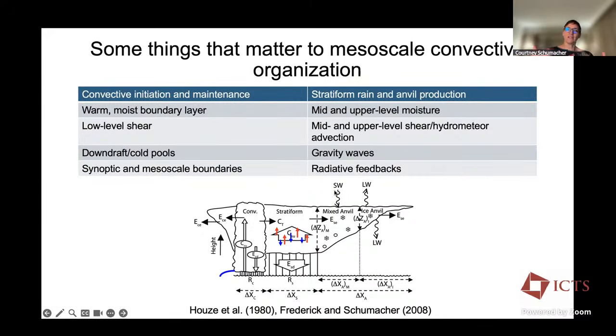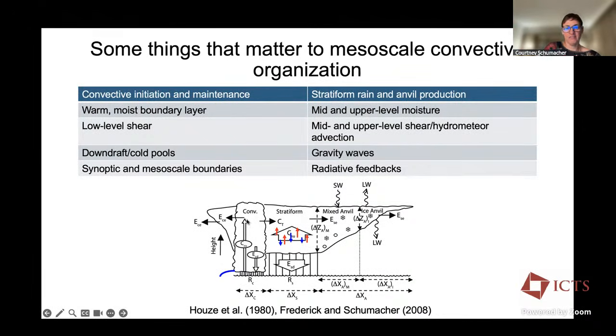So then once that convection is going, things are happy, you need to move on if you want to think about what might make an MCS form, maintain itself, and create anvil. You have to really be looking at the mid and upper level moisture, because that's where most of the cloud is. Mid and upper level shear and advection, this is hydrometeor advection from the convective region, and shear is going to affect how thick that cloud is and how far it spreads.